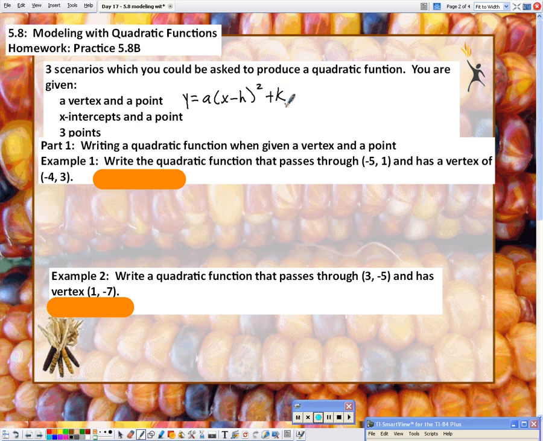If I give you x-intercepts and a point, we're going to be using factored form. So we'll just call x minus one number and x minus another number. And if we use 3 points, then we're going to be using standard form. Now, this last one is the only one we're going to use our calculator with. The other two will be no calculator.